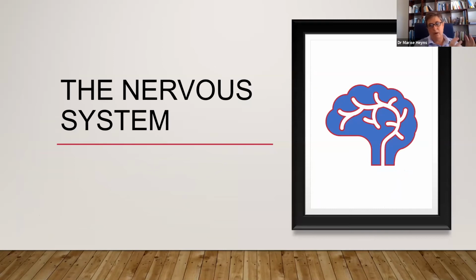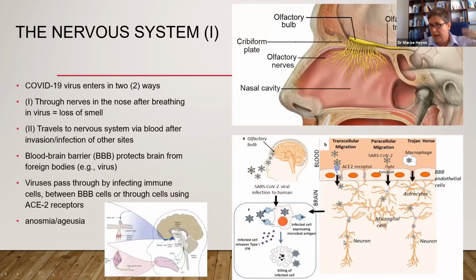Okay, stepping away from the heart. Now we get to the nervous system. The nervous system, of course, is your brain and all the peripheral vessels. Now, I know the slide is a bit busy, but let me talk about how the nervous system can get infected. There are two ways that the nervous system can get infected.